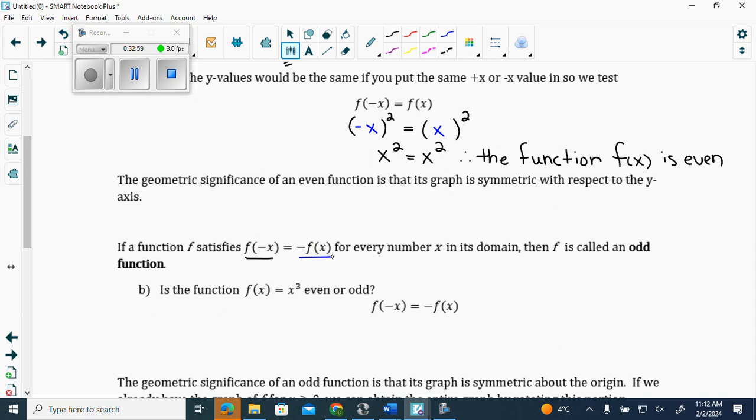So if we want to test for even or odd, we do it the same either way. If it's even, we would plug in f of negative x and f of x and see if they come out the same. For odd, we'd plug in f of negative x and negative f of x and see if they come out the same. And if they do, same y values, then they're odd.